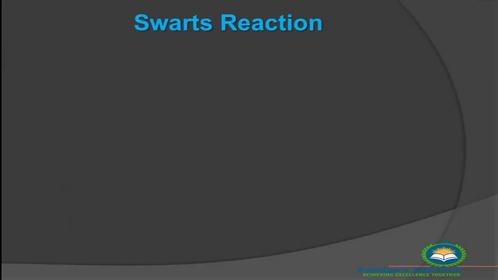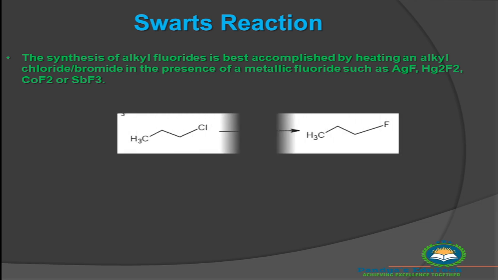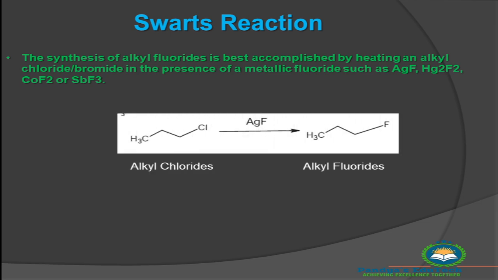Third, Schwarz reaction. The synthesis of alkyl fluorides is best accomplished by heating an alkyl chloride or bromide in the presence of a metallic fluoride such as AgF, Hg2F2, CoF2 or SbF3. As you can see, when alkyl chlorides are reacted with AgF, that is silver fluoride, chlorine is replaced by fluorine. In this reaction, no rearrangement takes place.